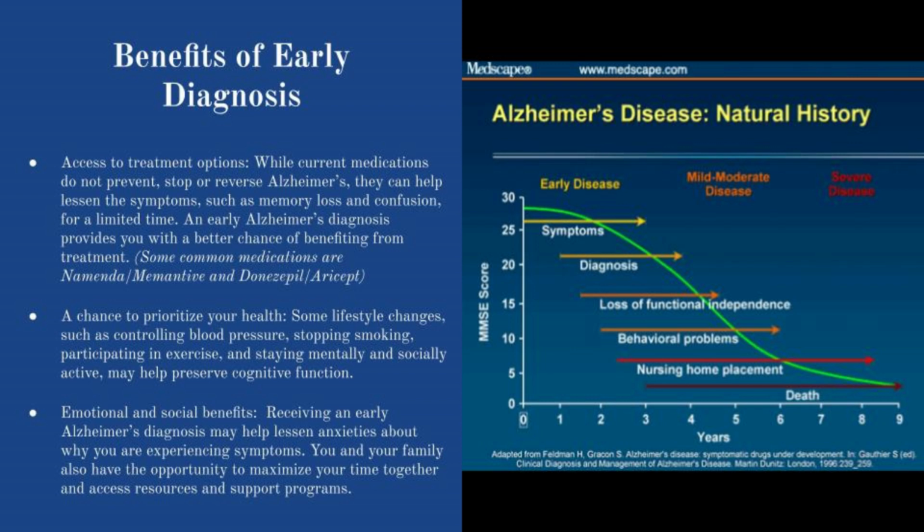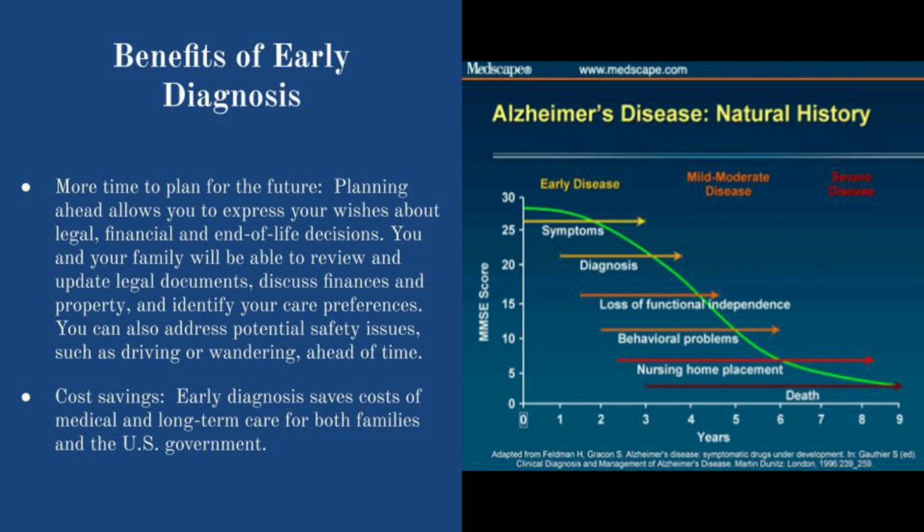And you and your family will have the opportunity to maximize your time together and to access resources and support programs. Imagine even taking your loved one on the trip you've always dreamed about. And if you would get the diagnosis 2 years after that, that might not even be possible. There's also more time to plan for the future. Planning ahead allows you or your family member to express their wishes about legal, financial, and end-of-life decisions. You will be able to review and update legal documents, discuss finances and property, and of course, identify care preferences.